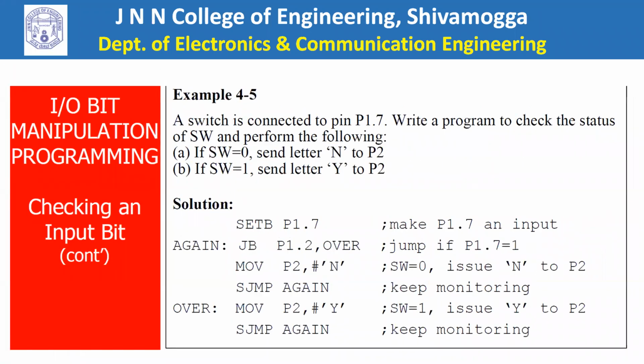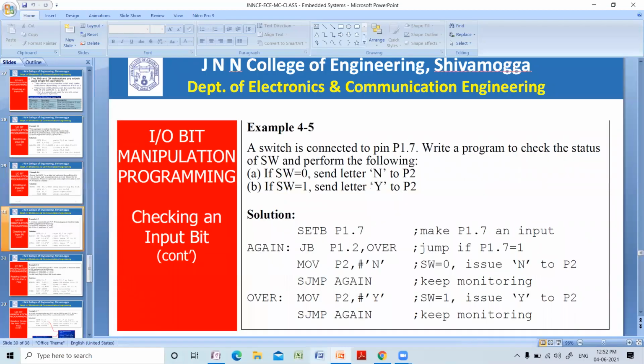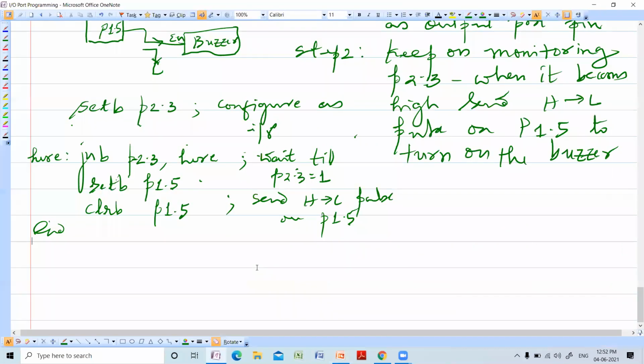So next program. A switch is connected to P1.7. Write a program to check the status of the switch and perform the following. If the switch is 0, send letter N to P2. If the switch is 1, send letter Y to P2. So P1.7 you are checking. Simple once again. Similar way you have to approach.